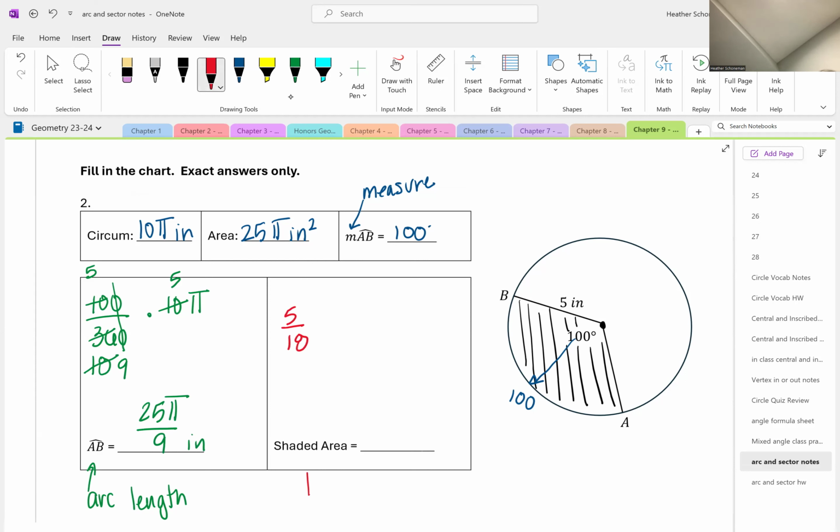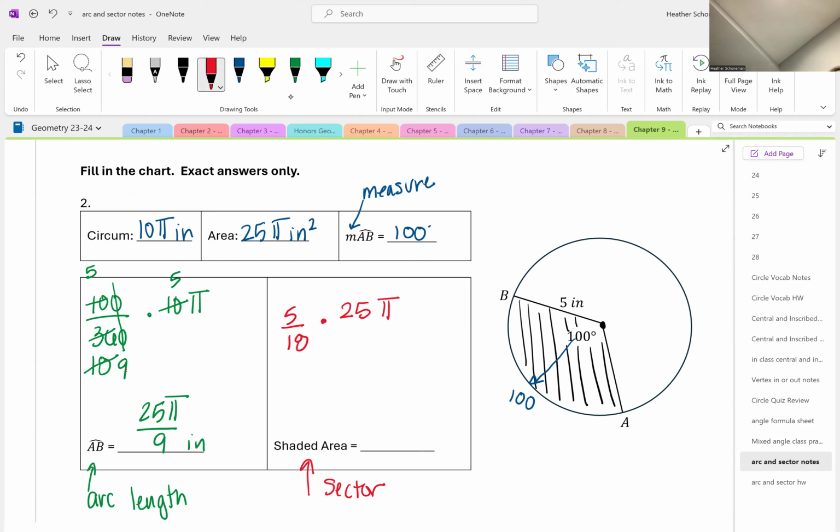And then to complete the shaded area, remember this is your sector. And the sector is degree over 360, which we discovered was 5 over 18, times the area, which is 25 pi. Now, 5 and 18 can't reduce any, but we can check the diagonals, but 18 and 25 can't simplify either.